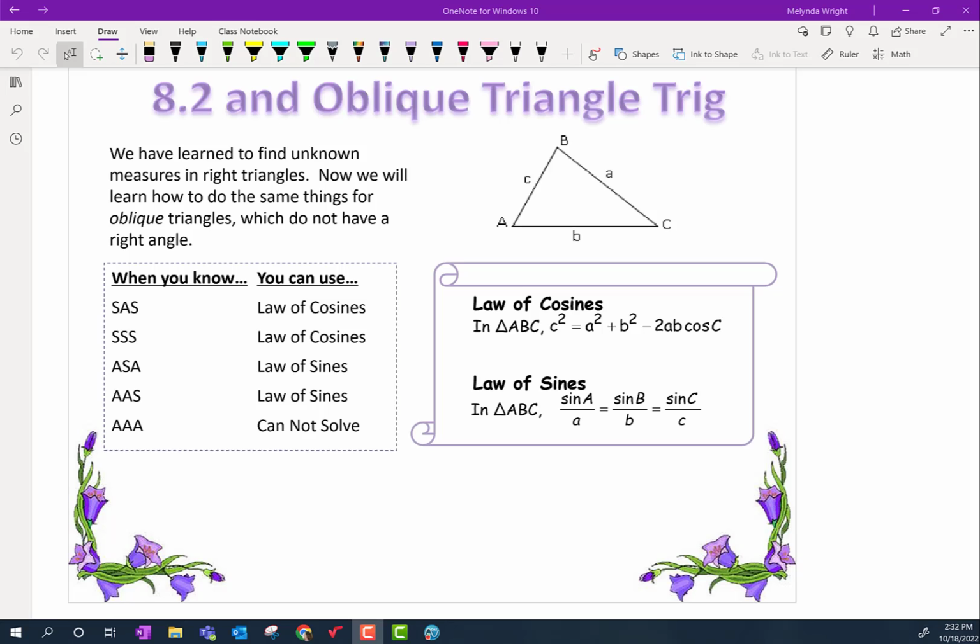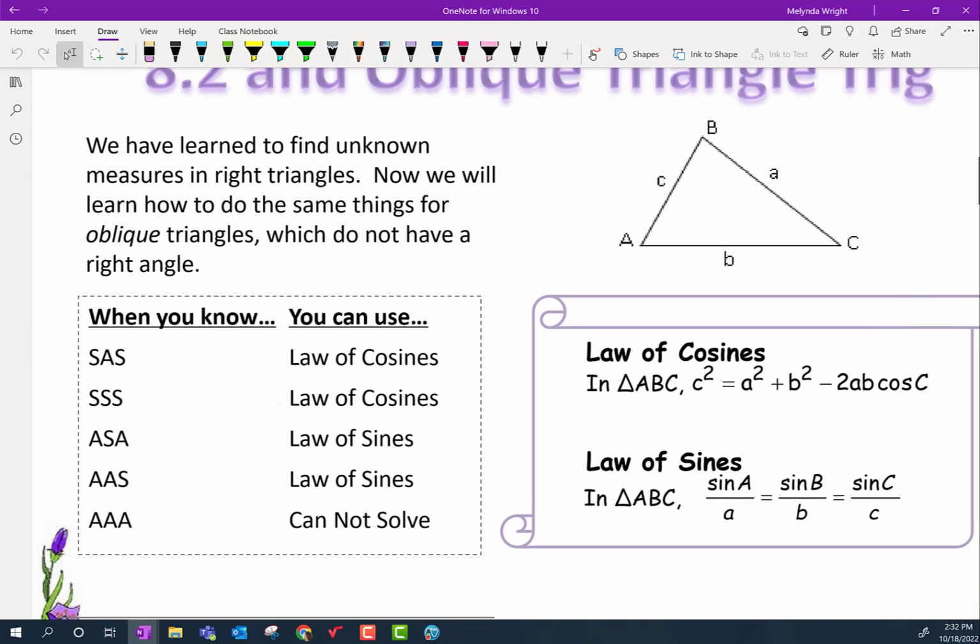We did some work with oblique triangles last year, the law of sines, law of cosines, etc. If you were in that class last year, this is a review. If you weren't, that's okay. We're going to spend a day on each of these lessons anyway, so let's remind ourselves or learn it for the first time.